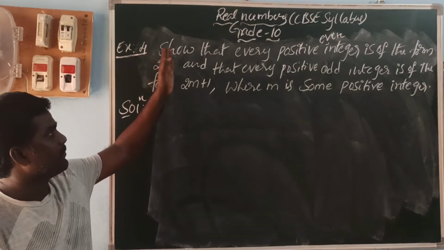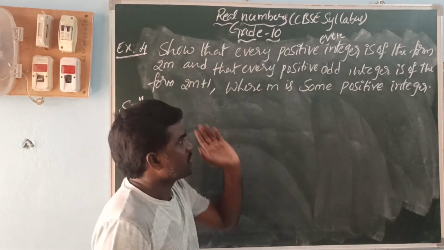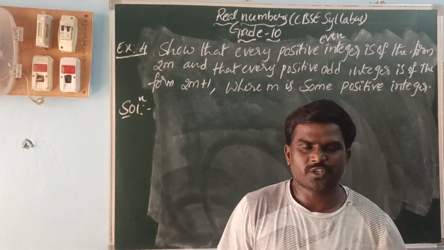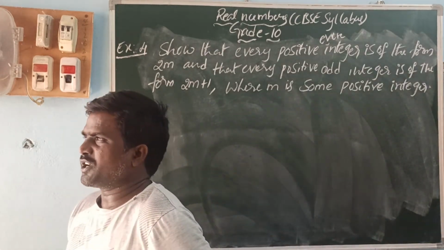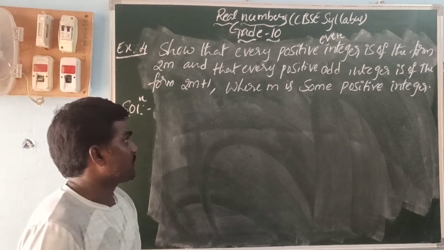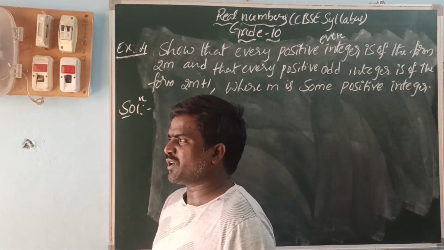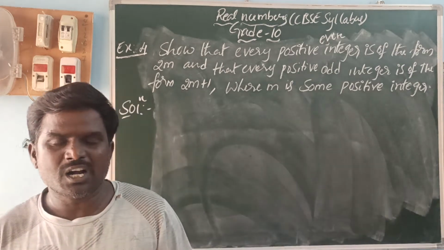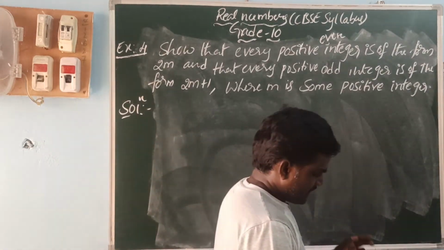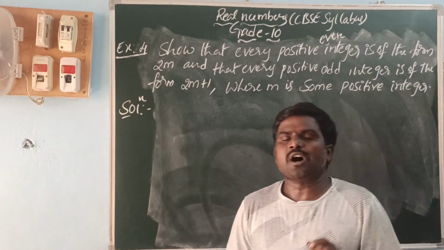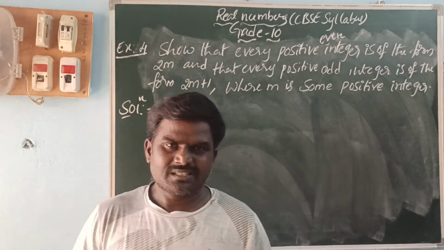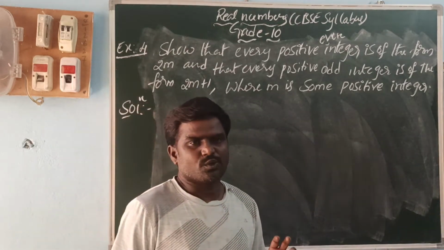Next, example 4. Show that every positive even integer is in the form of 2m and every odd positive integer is in the form of 2m plus 1, where m is a positive integer. See, even integer means what? It is multiples of 2. Odd positive integer means what? When it is divided by 2, the remainder is 1.